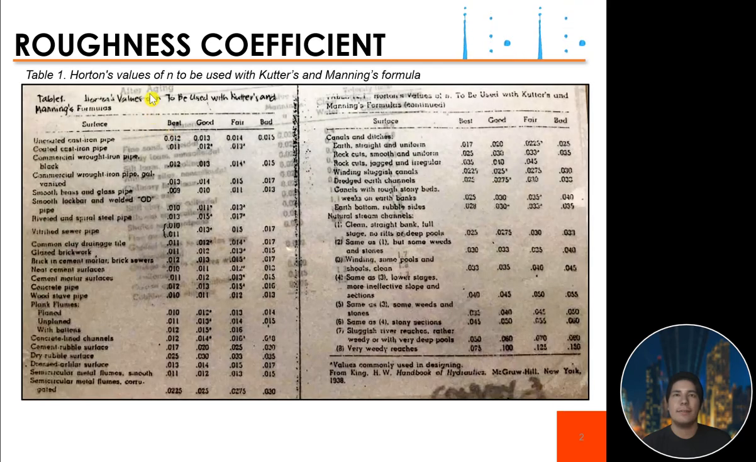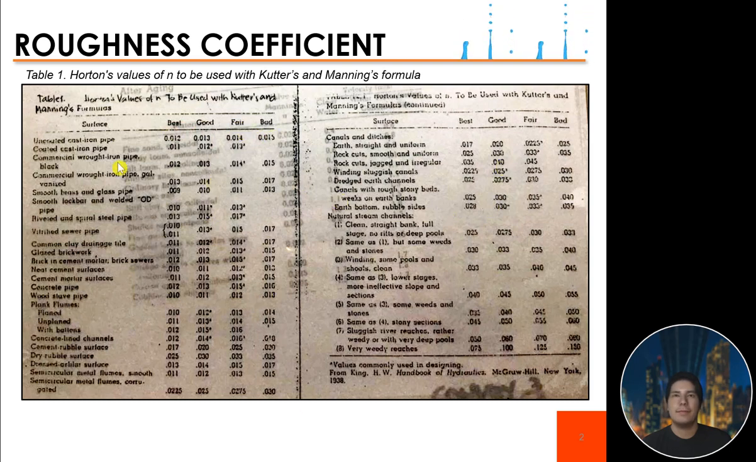So, this is the Horton values of N, the roughness coefficient N to be used with Kutter and Manning's formula. We have these different surfaces, and we have these different N values: best N, good N, fair N, and bad N.